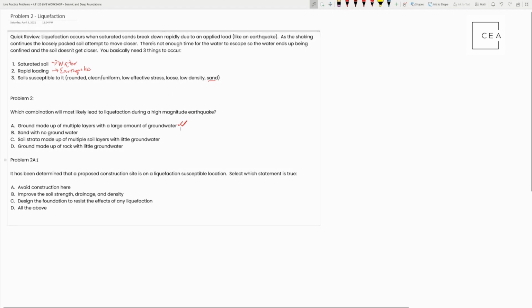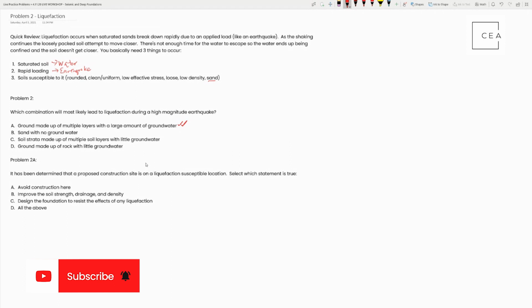Let's just look at this one, problem 2A. It's been determined that a proposed construction site is on a liquefaction susceptible location. Which statement is true about this location? A, do you want to avoid construction here? B, do you want to improve the soil strength, drainage, and density? Which one of these is true? C, do we want to design the foundation to resist the effects of any liquefaction, or do we want to do D, all the above? Any thoughts on that one?